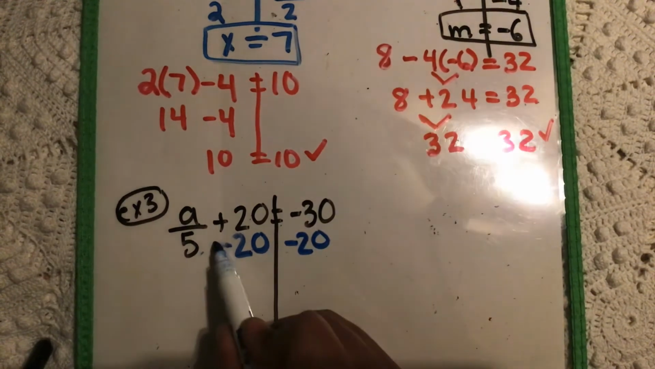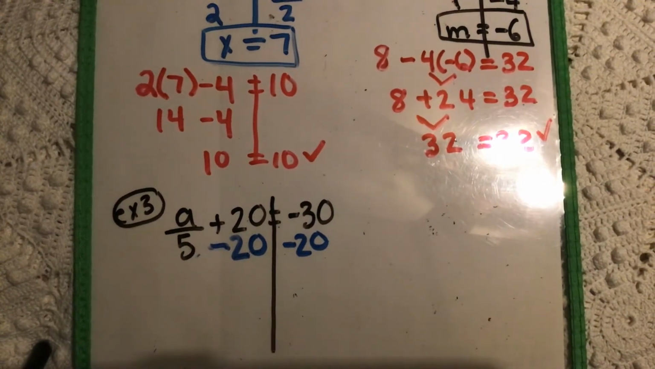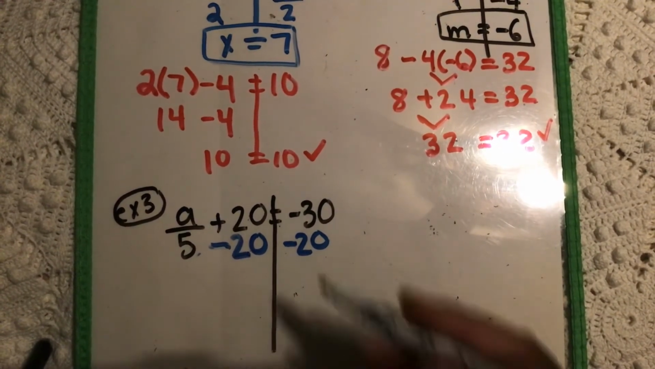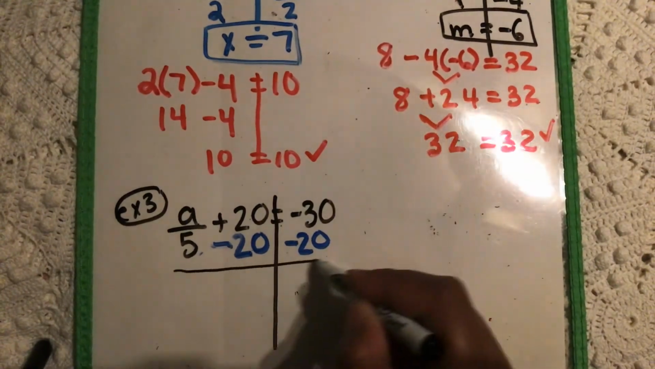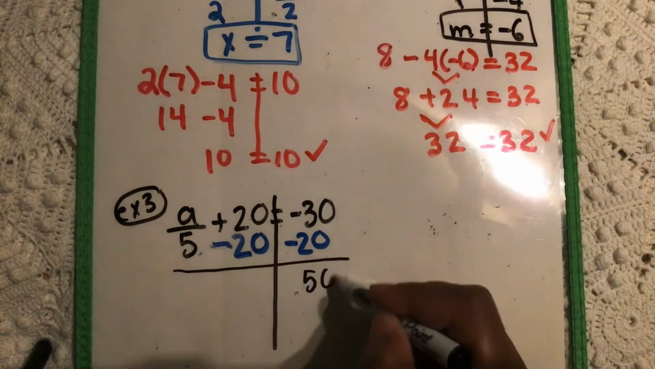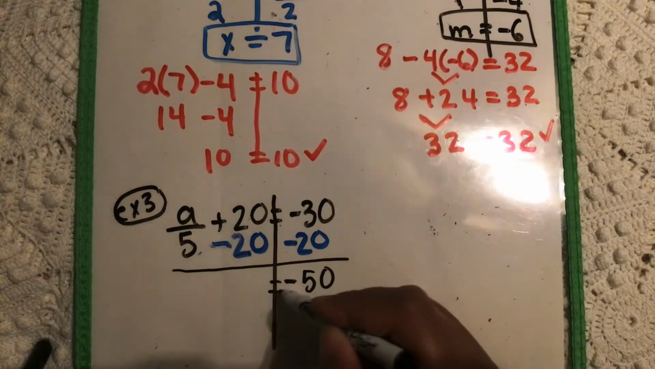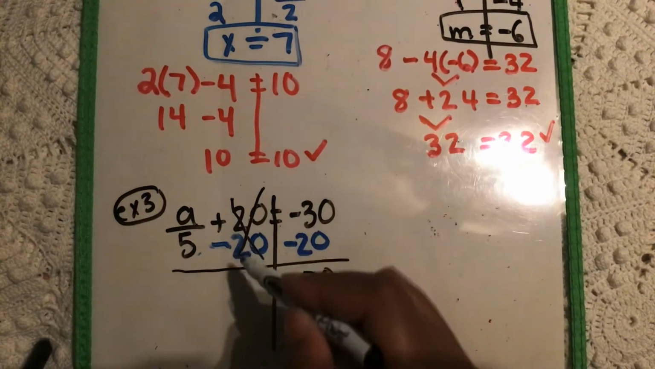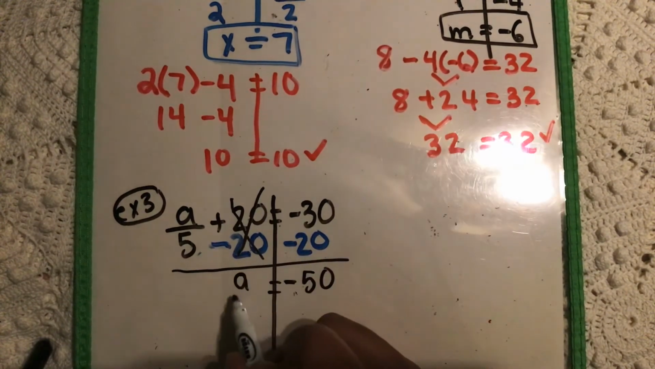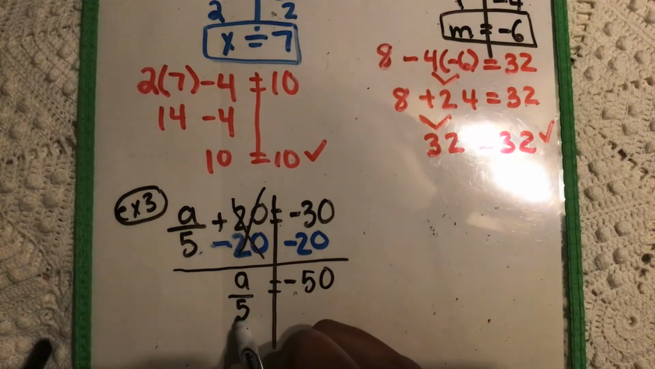Be careful with this computation here. Same signs. See, these are the same signs. I'm going to add them and keep the sign. This disappeared, which is good. That's what I wanted to do. I'm left with an a over 5.